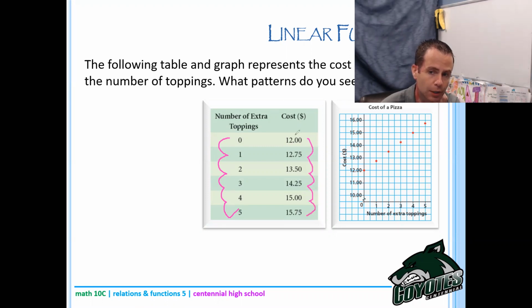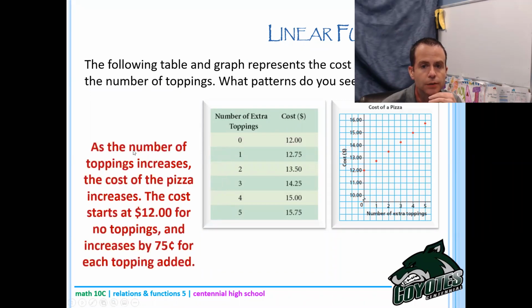I start at $12 and then I add 75 cents when I get an extra topping. I add another 75 cents when I get another extra topping, and so on and so forth, okay? So the X's are going up by 1s, and the Y's, the cost, is going up by 75 cents each time, okay? So as the number of toppings increases, the cost of the pizza increases. The cost starts at $12 for no extra toppings, and then increases by 75 cents for each topping added.